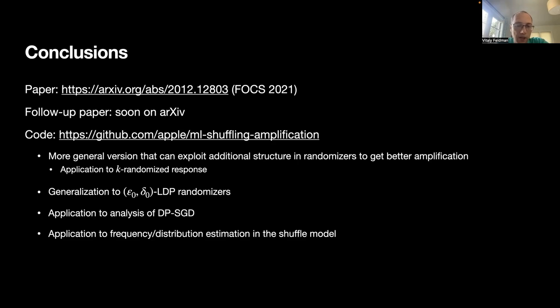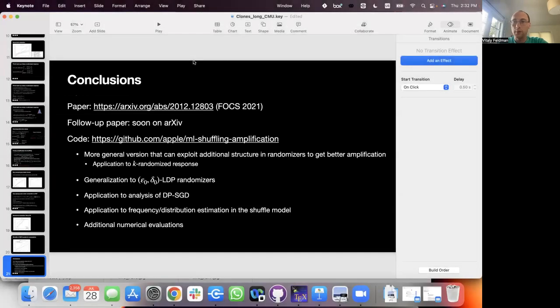And there are some other applications to getting asymptotically tight frequency and distribution estimation in this shuffle model. When you shuffle, we show that you can recover the bounds from the central model for the problem of frequency estimation. And there are some additional numerical results as usual. Anyway, that's it. Please let me know if you have any questions.